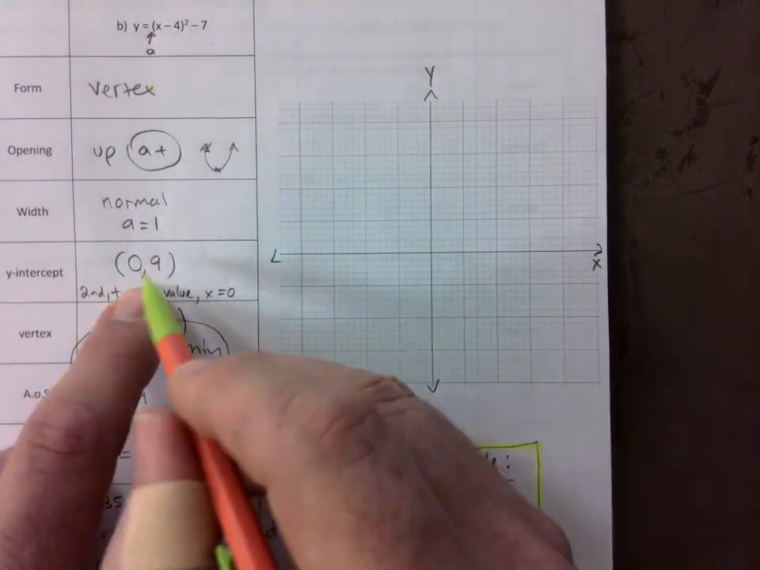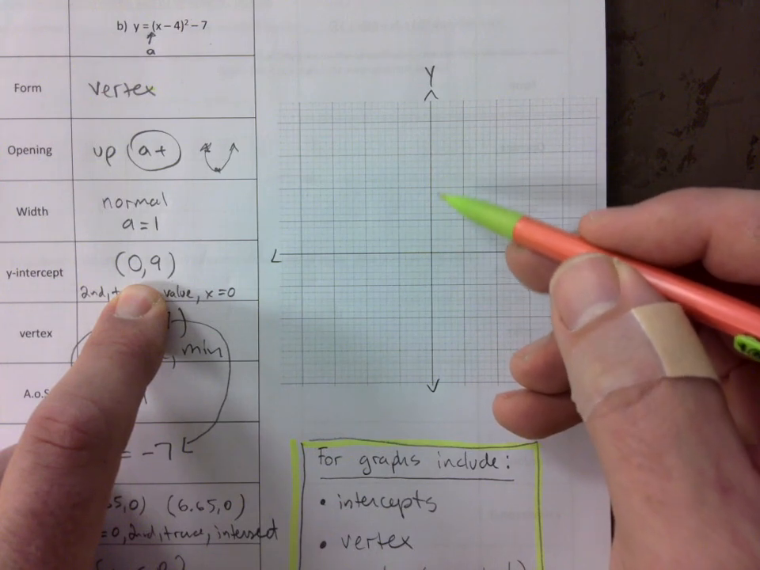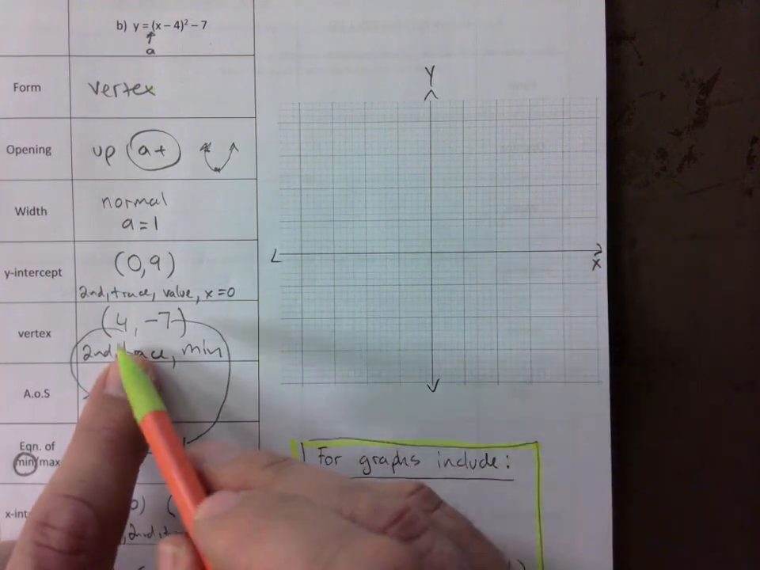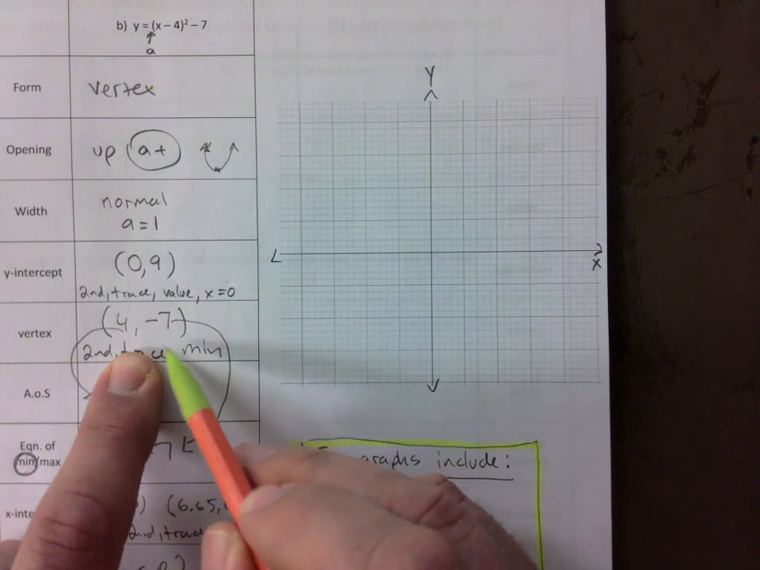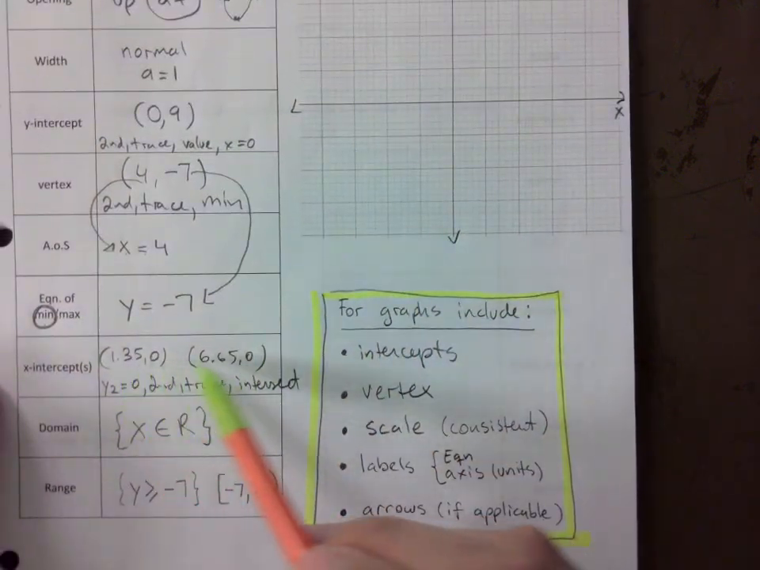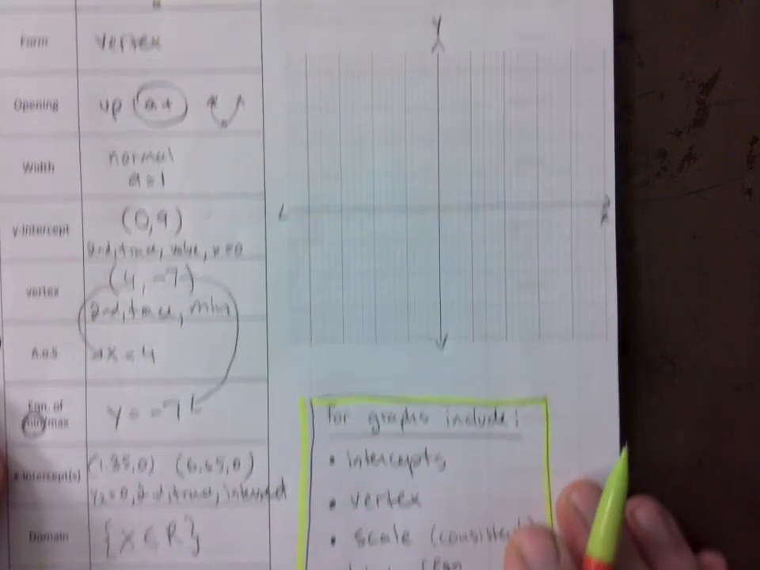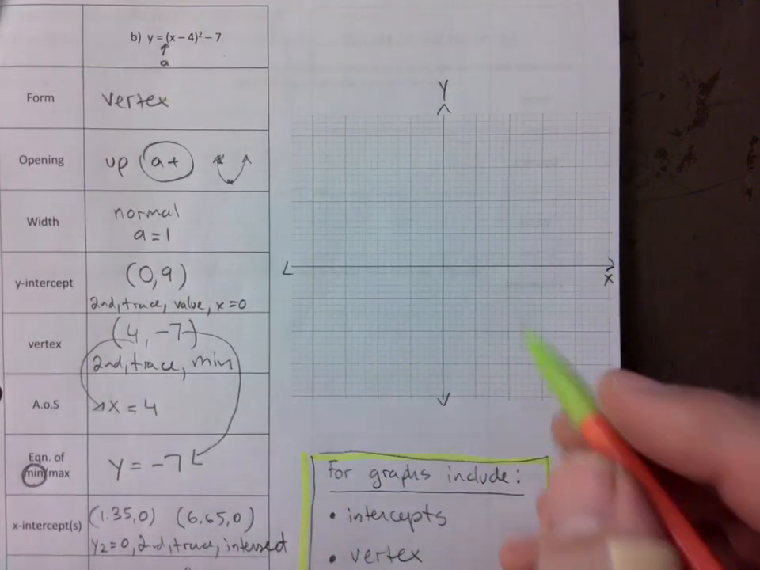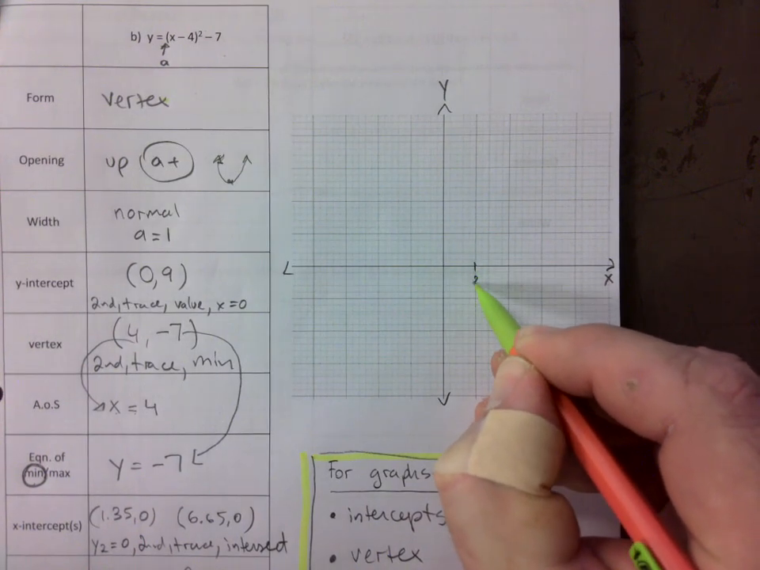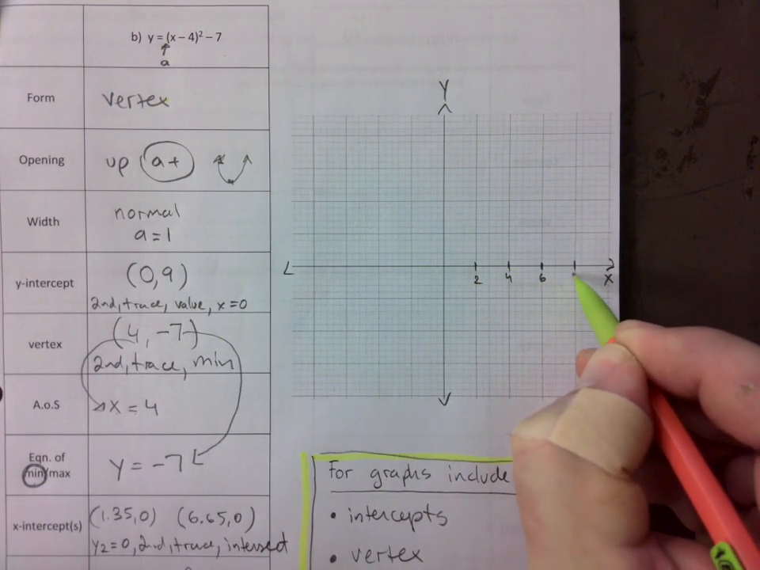So my y-intercept, for example, 0.9 is a very easy number to fit. It's not too large. My vertex is also fairly small. The numbers are small, and my intercepts are also very small, so I don't need to go too big with my scale. In fact, let me see how I will work this. I think I'm just going to go 2, 4, 6, 8.